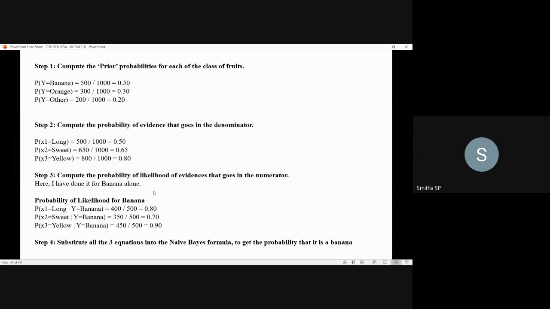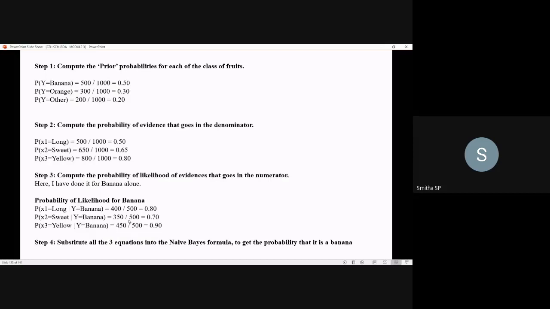Here for the fruit banana, I have computed this probability of likelihood of evidence. So x1, x2, x3 are the variables or the features that we know now. By having this data, you have to calculate the variable y, right? So x1 is the feature long, x2 is the feature sweet, and x3 is the feature yellow. So for these features for the fruit banana, now we have to calculate the probability of likelihood. So how to do that?